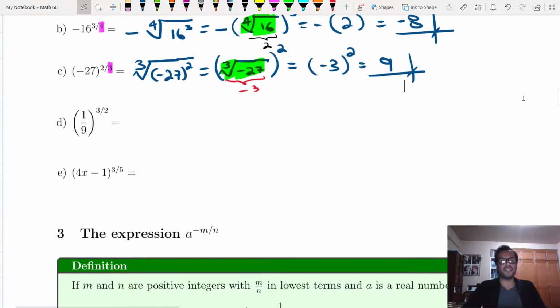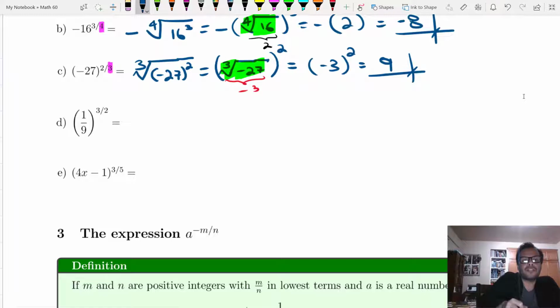All right, let's look at another example. Let's look at letter D. In this case, we have a fraction inside of a rational exponent. So number 1, let's identify the denominator of the rational exponent. That's going to tell us what the index of the radical will be. In this case, this will be a square root, the square root of 1/9 to the third power.